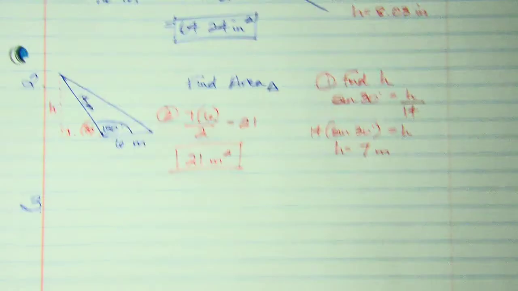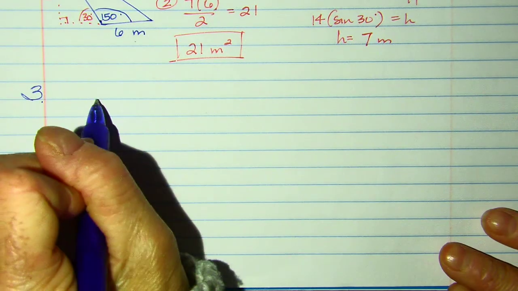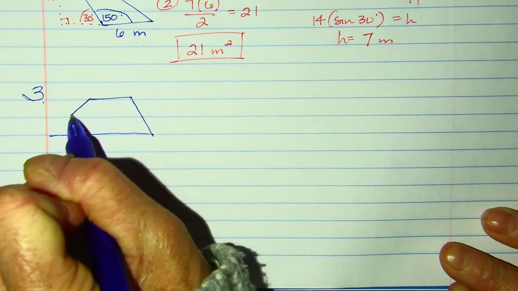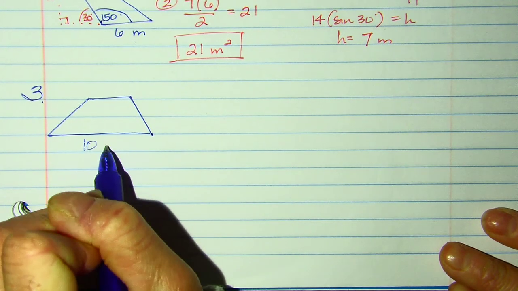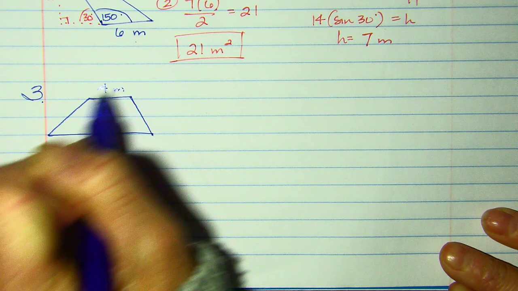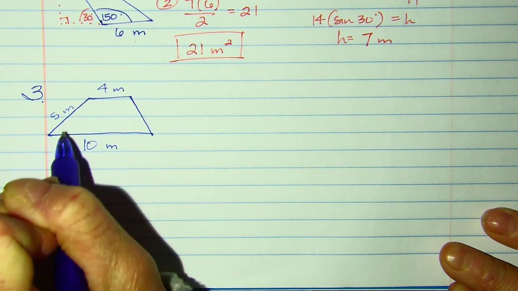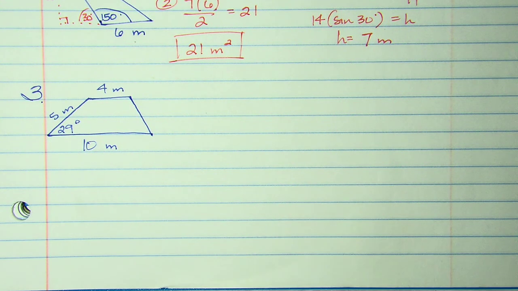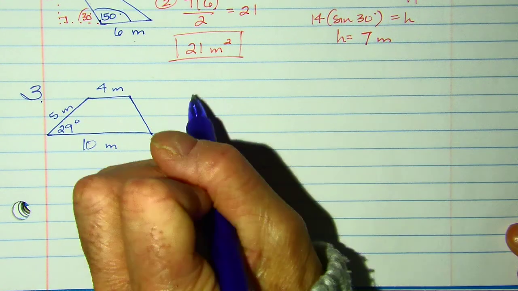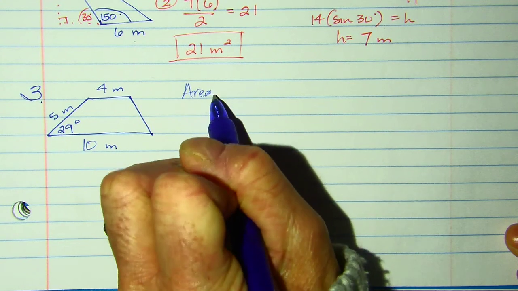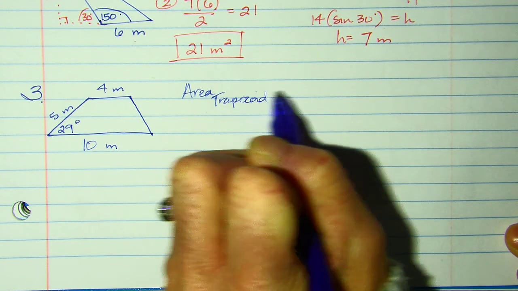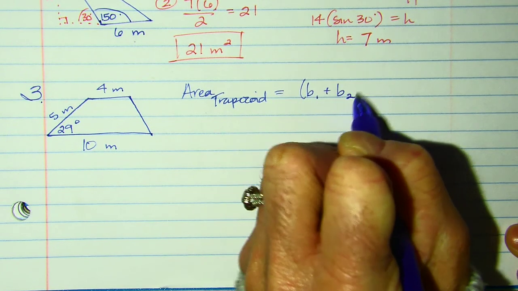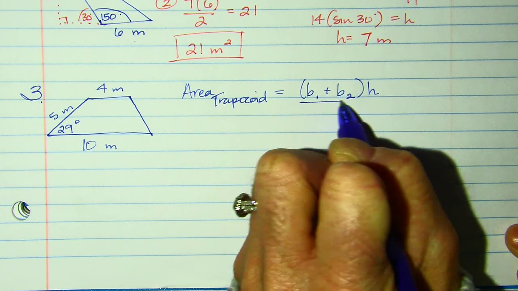Last one, and then we'll move on to 56.B. So I'm going to give you a trapezoid, which is why I covered the area of a trapezoid. And so the bottom is 10 meters, the top is 4, and this side right here is 5, and this here is 29 degrees. They'd like us to find the area of our trapezoid, which, as I reviewed above, is the sum of your bases, doesn't matter which base you write first, times your height divided by 2.